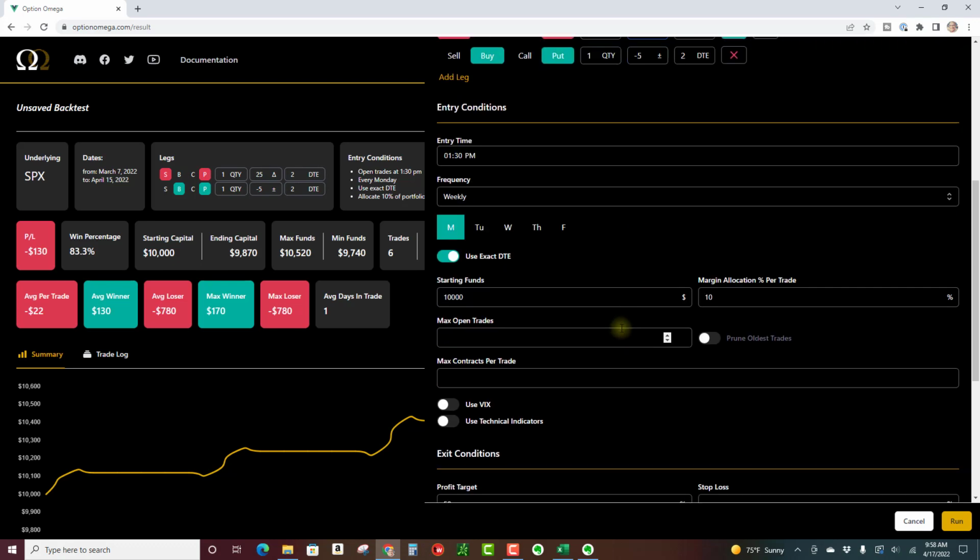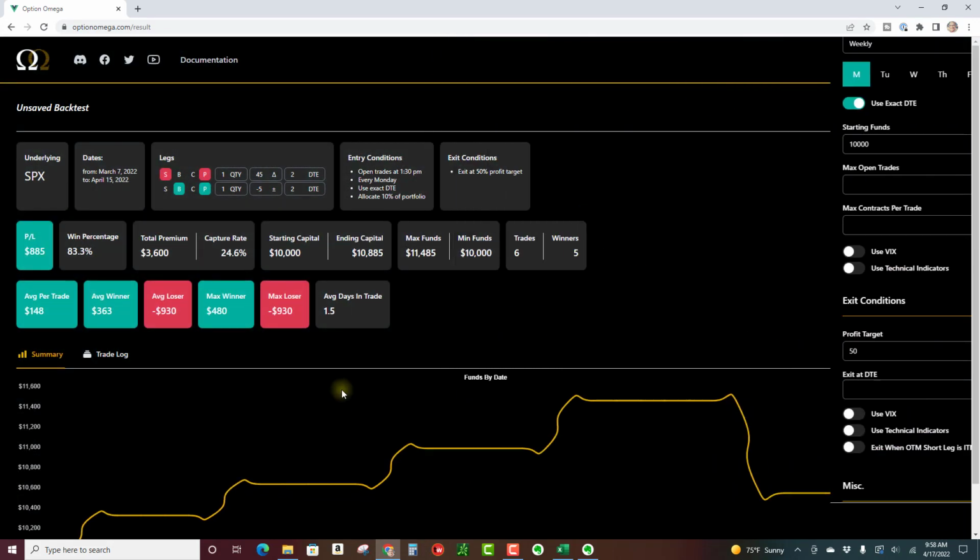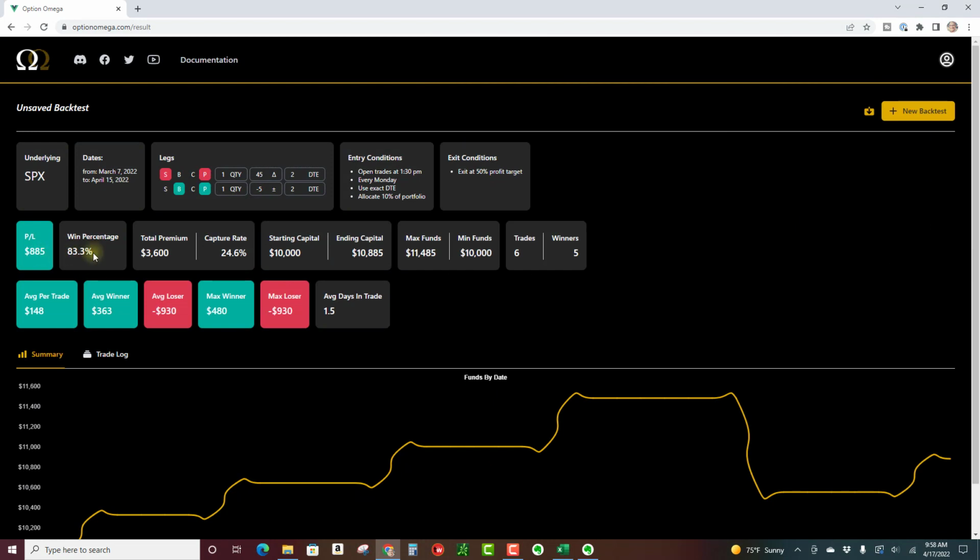And we're going to keep the same parameters just for illustrative purposes. We're going to do 10% allocation, and let's go ahead and see what that did. So what we did was, by selling closer to the money, this trade actually turned profitable. Same win rate, right? Same 5 out of 6 winners over the period.